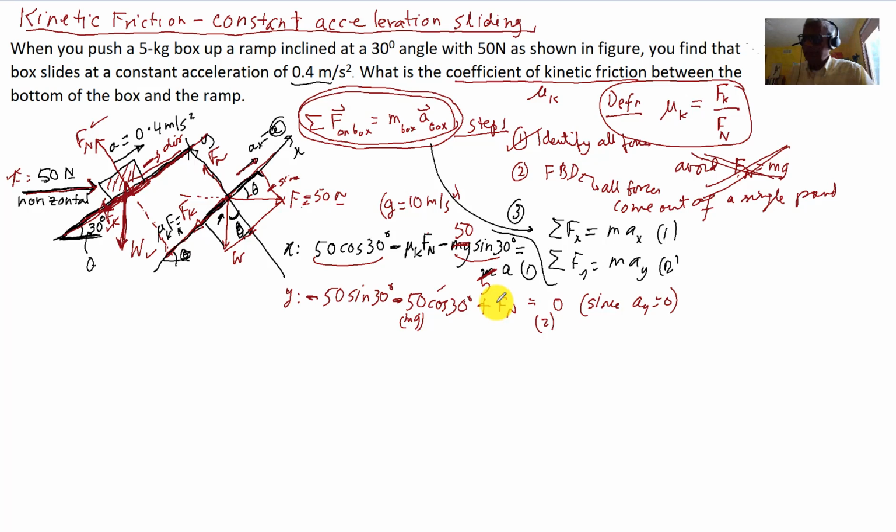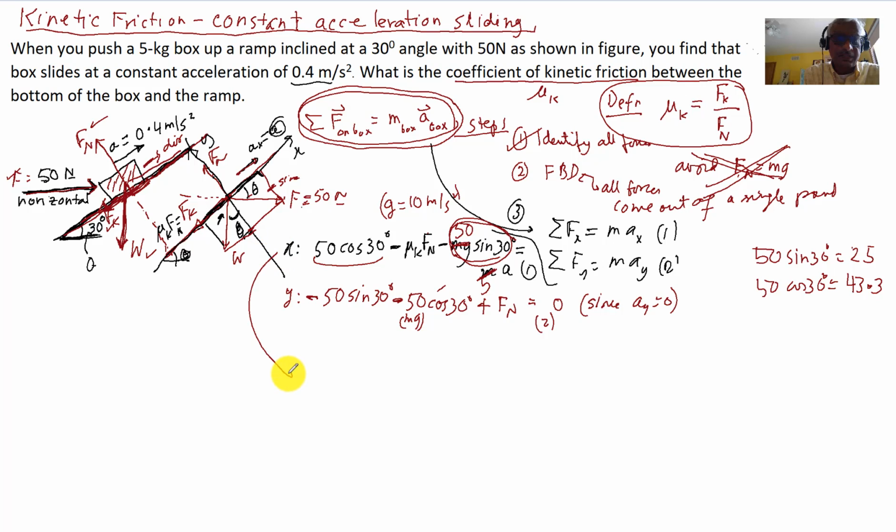So now these are the two equations I need to solve, and I've solved it a little bit earlier, and I'll just go through it. 50 sine 30 degrees is just 25, and 50 cosine 30 degrees turns out to be 43.3.